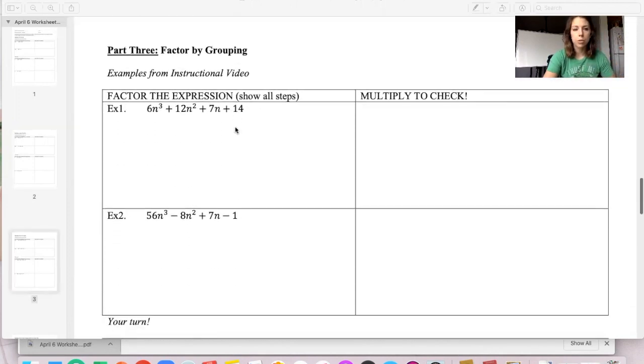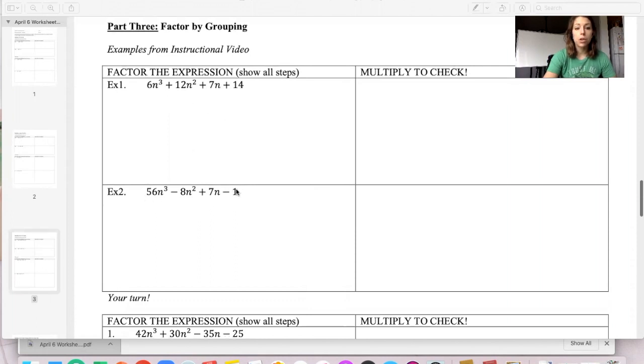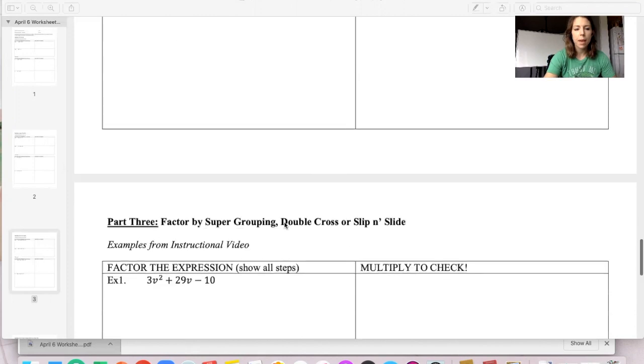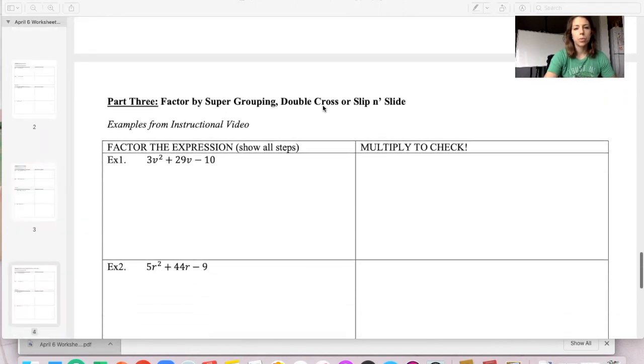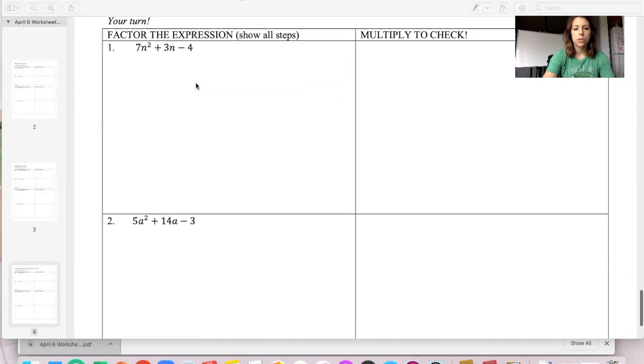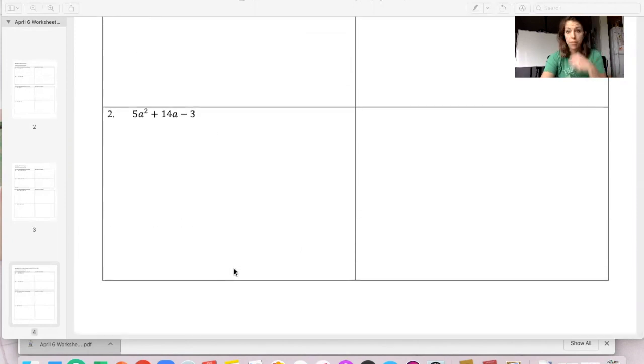Part 3, factor by grouping. These are all 4 term polynomials. We will go over examples 1 and 2 in the video. You will do 1 and 2 in your assignment. And then part 4 is factor by supergrouping, double cross, or slip and slide. You get to choose the method that you prefer. So if you like supergrouping, then you don't have to do double cross and slip and slide. Or if you like slip and slide, you don't have to do double cross or supergrouping. You get the idea. You pick the method that works for you. I will go over all 3 methods for both of these examples so that you can see them. And then you will do these 2 for your assignment. And that is the end of the worksheet practice.